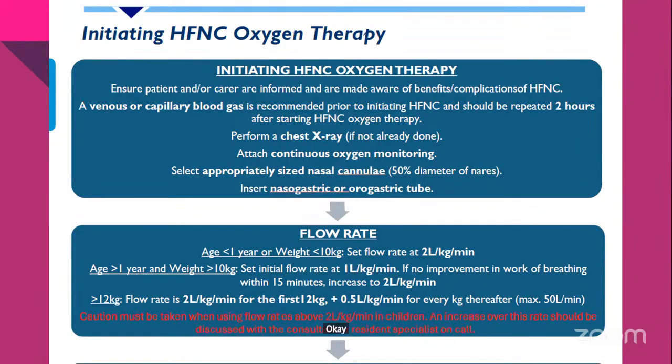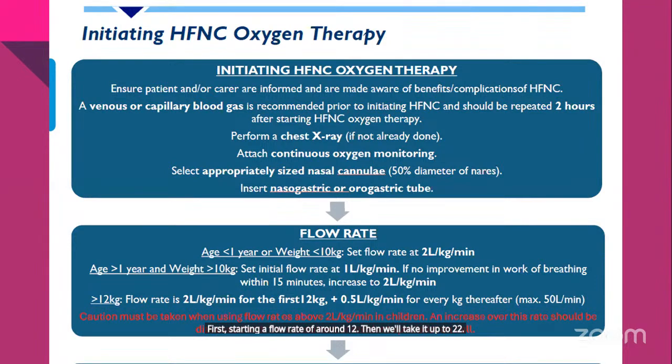Okay? And then we have typical settings which we start at depending on age. If the weight is less than 10 kilos or the age is less than 1 year, we set a flow rate of 2 liters per kilo. So a 10-kilo child would get a flow rate of 20 liters. Okay? If they are more than that, we start at 1 liter per kilo. If there's no improvement after 15 minutes, we double that. Okay, so a child that weighs, I don't know, 12 kilos would get, first, a starting flow rate of around 12, then we'll take it up to 22.